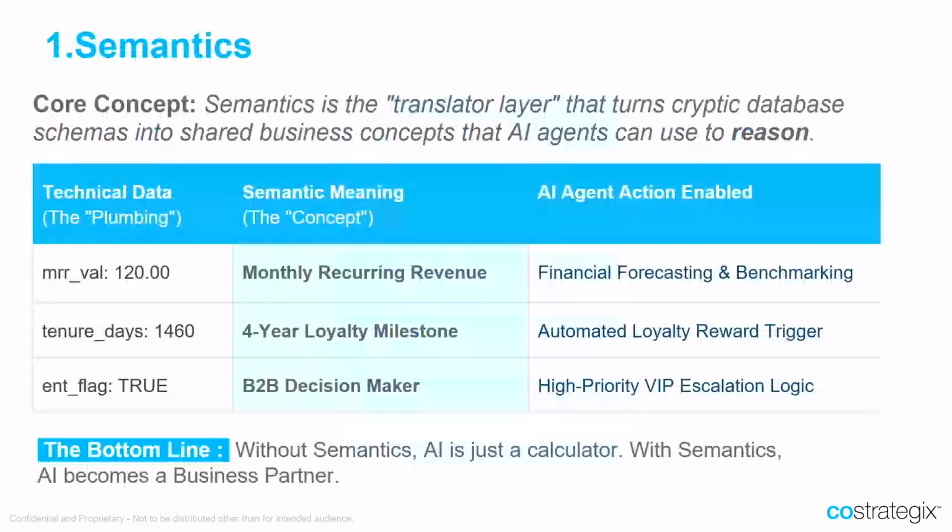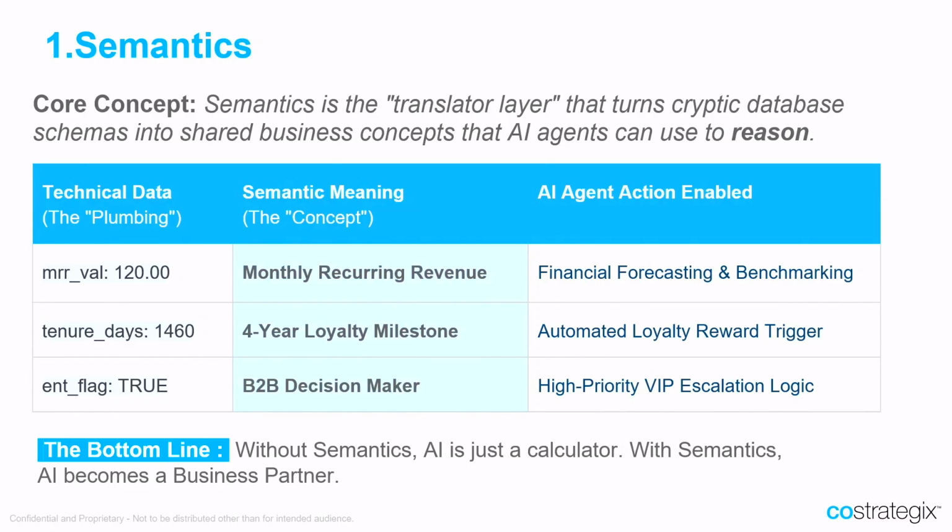So structural meaning, semantics, right? Semantics is a translation layer. In your database, you might have MRR underscore val, which is 120. It's really monthly recurring revenue. That's the semantic definition. Or you may have tenure days for Sarah. She's been with the telecom fiber as a customer for 1460 days. But the semantic interpretation of that could be a 4-year loyalty milestone, right?